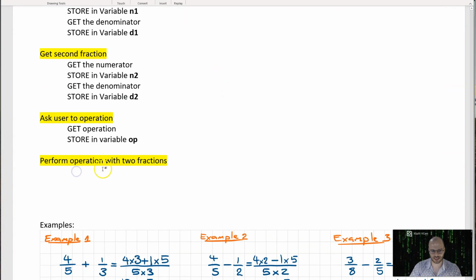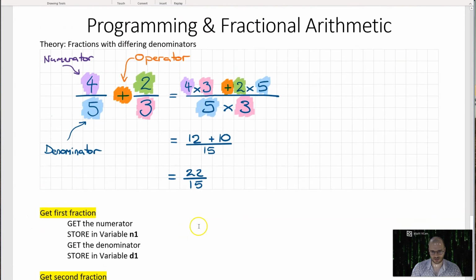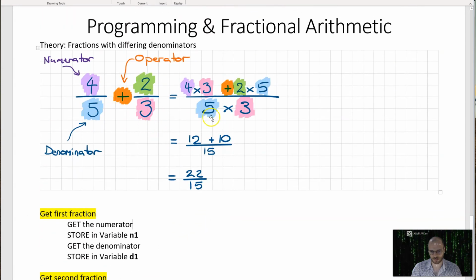So what we're going to say is multiply D1 with D2. And we're going to store that in variable, and we'll call it D3, like so. So what we're doing with this instruction here is we're getting 5 and 3, and we're multiplying 5 and 3 together and storing it over here.